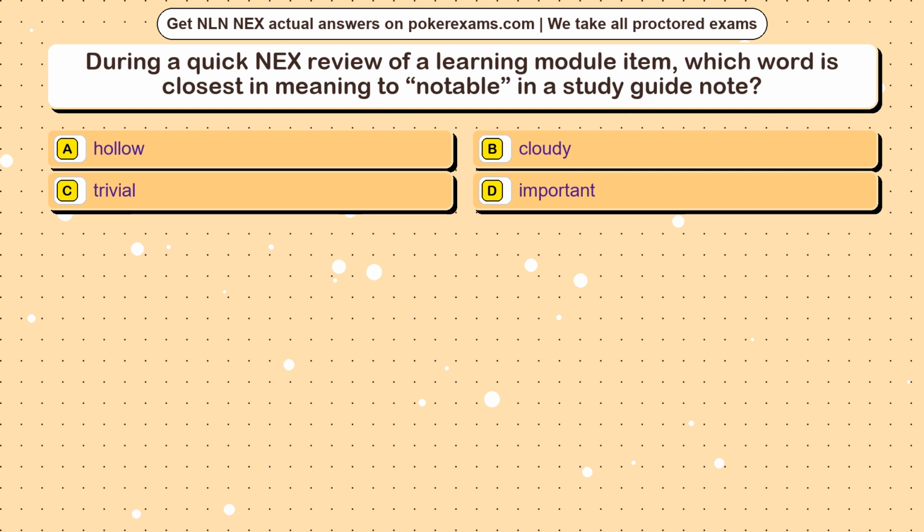Question 2. During a quick NEX review of a learning module item, which word is closest in meaning to notable in a study guide note? Option A, hollow. Option B, cloudy. Option C, trivial. Option D, important.